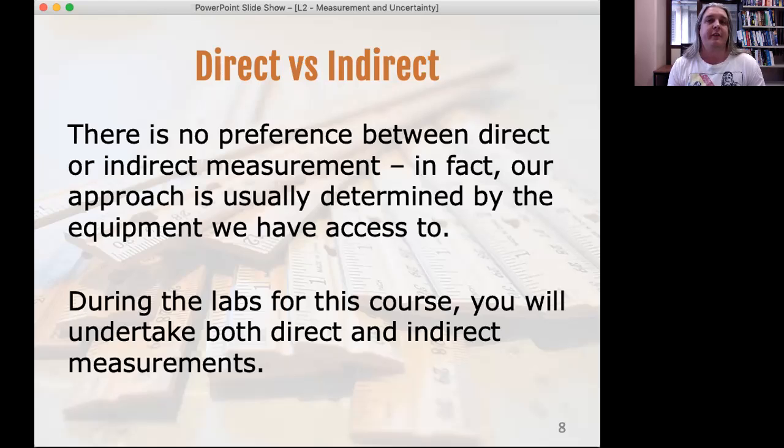So there's no actual preference. The preference is around the tools and our confidence in them. And as we'll see when we do some experimental work, and in the very end of this lesson, we have uncertainties, and so trying to improve our precision is also a relevant factor. You will, of course, undertake both forms of measurement, indirect and direct, during the labs for this course.